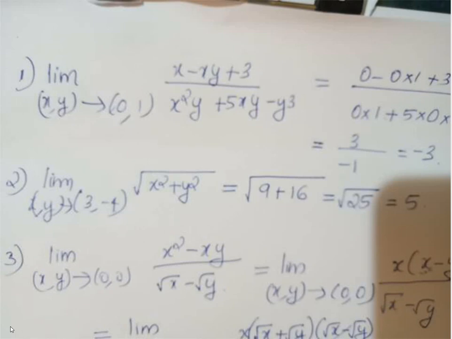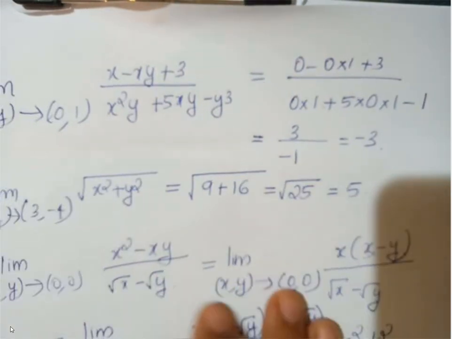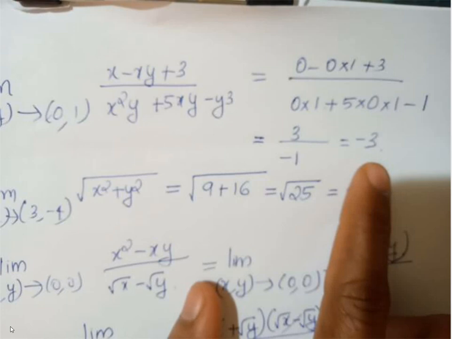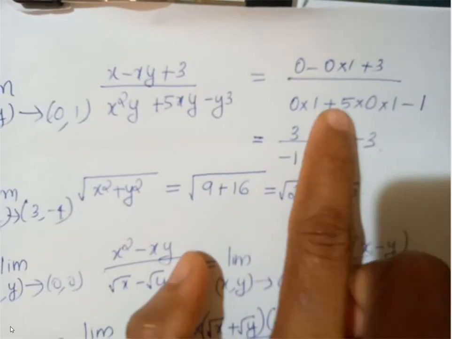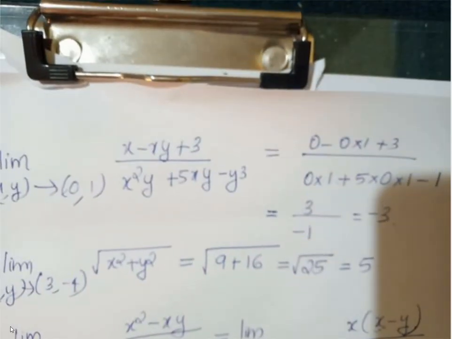Right? So the question is (x minus xy plus 3) divided by (x square y plus 5xy minus y cube), with x tends to 0 and y tends to 1. When I substitute the values in this function, the answer is minus 3, right? So you just do it to find the answer. So move on to the next question.